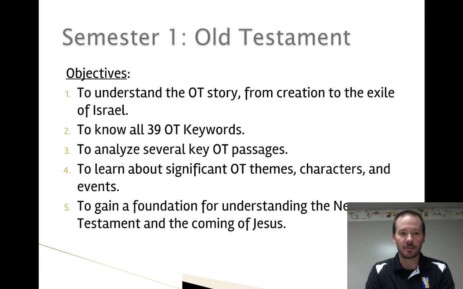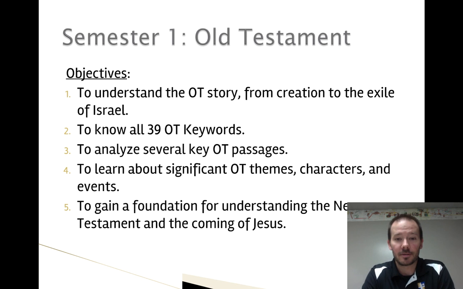But a second objective for this class is to learn all the keywords for the Old Testament. If you don't know what a keyword is, you'll find out in just a second. But there's 39 books of the Old Testament, and there are 39 keywords that go along with them. These keywords are basically designed to help you understand what the different books of the Old Testament are about. Third, we'll analyze several key passages of the Old Testament. So we'll look at different passages and talk about and discuss why they're important, for what they might teach us about God or what they might teach us about ourselves.